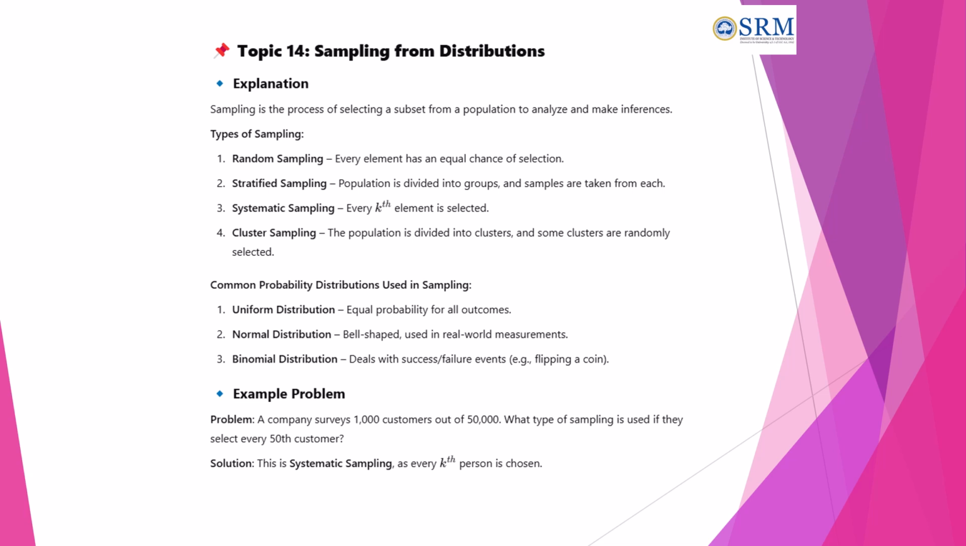When we sample, we often use probability distributions like the uniform distribution where every outcome is equally likely, the normal distribution which looks like a bell and describes many natural measurements, and the binomial distribution, which deals with events that have two outcomes like success or failure. For example, if a company surveys every 50th customer out of 50,000, this is systematic sampling because they pick every kth person.